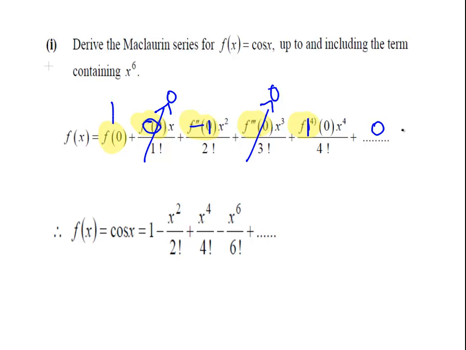And we will have minus x to the 6 over 6 factorial. Okay. So the question asks us to derive the Maclaurin series up to and including the term containing x to the power of 6. So we have 1 minus x squared over 2 factorial plus x to the power of 4 over 4 factorial minus x to the power of 6 over 6 factorial. But that's all we have to do there. The next term probably would be x to the 8 over 8 factorial, but we're not asked for that. Okay.